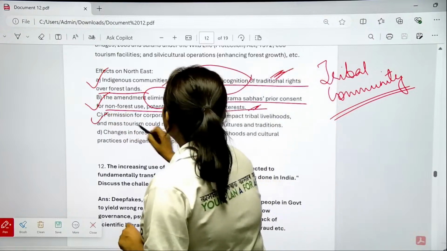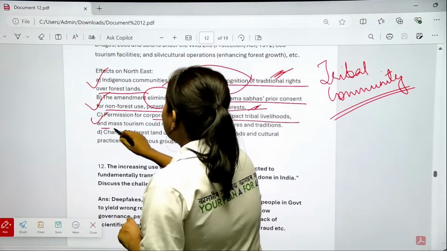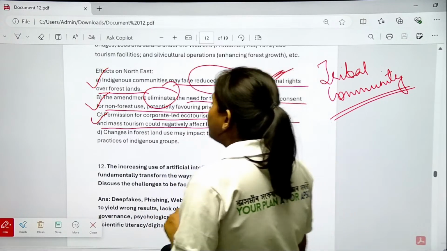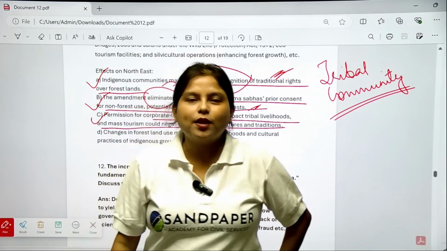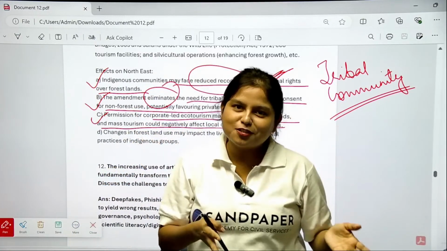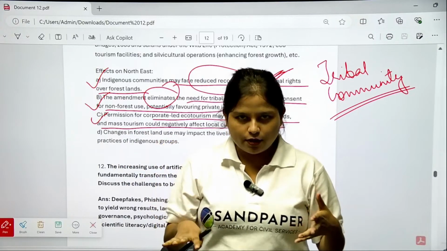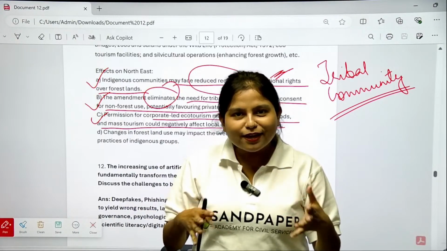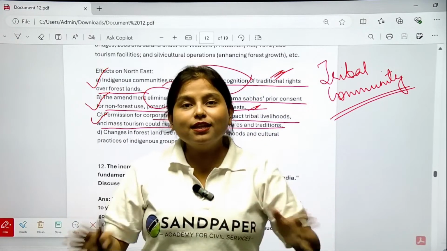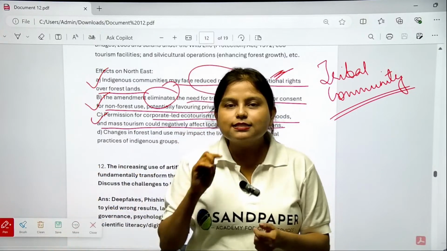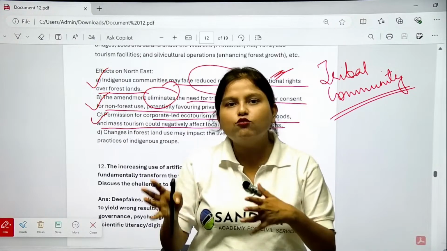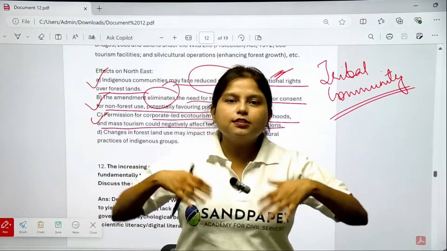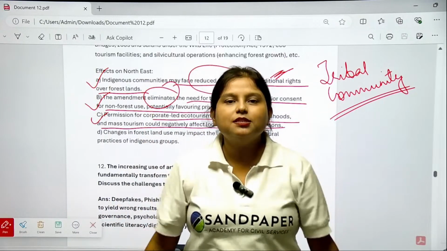Permission for corporate-led ecotourism may impact tribal livelihoods, and mass tourism could negatively affect local cultures and traditions. Imagine there is a place where elephants roam and an indigenous community lives. If safari is introduced there, you have seen that people are being chased, tigers attack and so on. There are many areas. Recently a video went viral of some national park of West Bengal, where some animal also started chasing the car. So this is what will happen if we have mass tourism inside these areas.